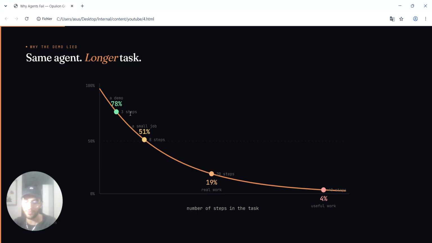So that gap between the demo and production isn't actually a quality problem. It's this curve, and it's math.